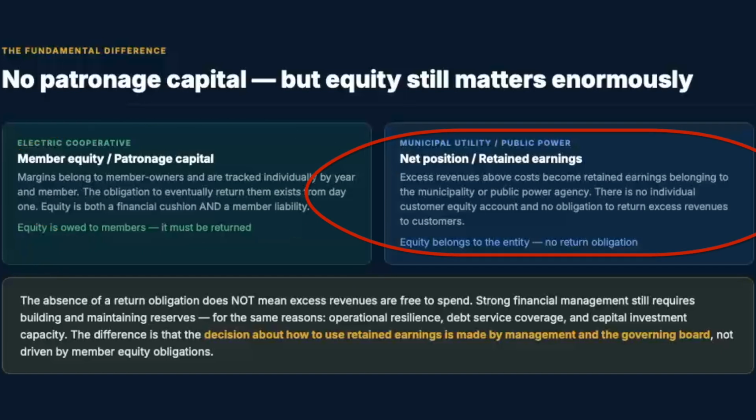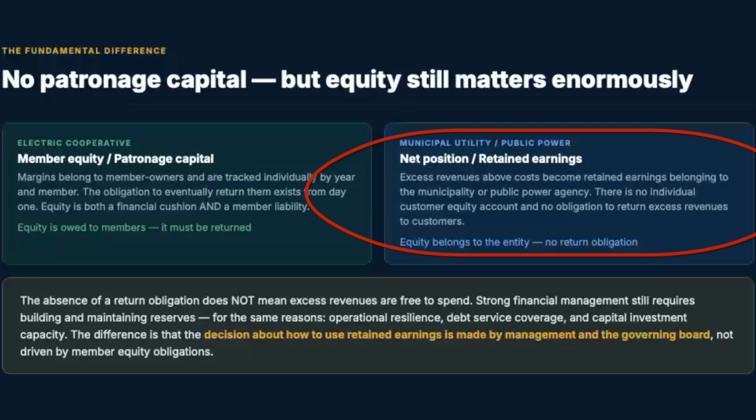Now, that's different from a municipal utility. In a municipal utility, your owners are the ratepayers still, but the excess revenues above the cost become retained earnings, or on your financial statements, you'll see it as net position. So this belongs to the municipality. If you're a municipal utility, you're an enterprise fund of the municipality, or if you're a standalone public power agency, you have these retained earnings. So there are no individual customer equity accounts, no obligation to return it, but you take that equity and you invest it in the business.